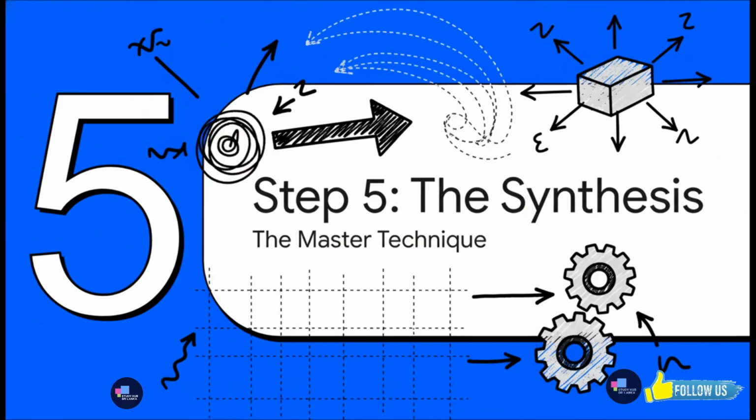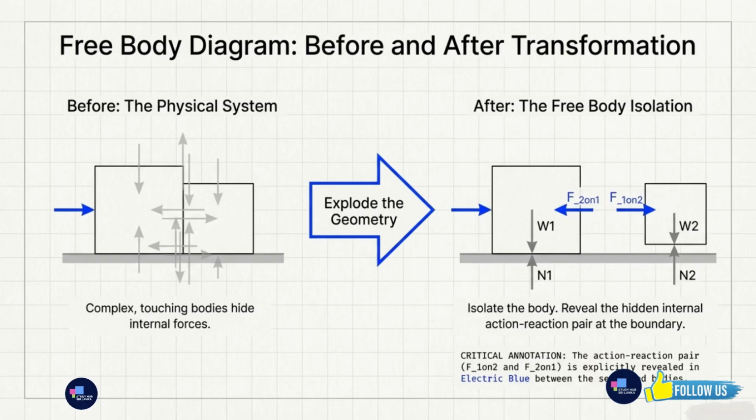Okay, we've come to the final step, step 5. This is the one technique that pulls everything we've learned together. It's the key that unlocks almost any mechanics problem, and it's called the free body diagram. Just look at the difference here. On the left, you have the real-world situation. It looks messy, right? It's hard to see what's really going on.